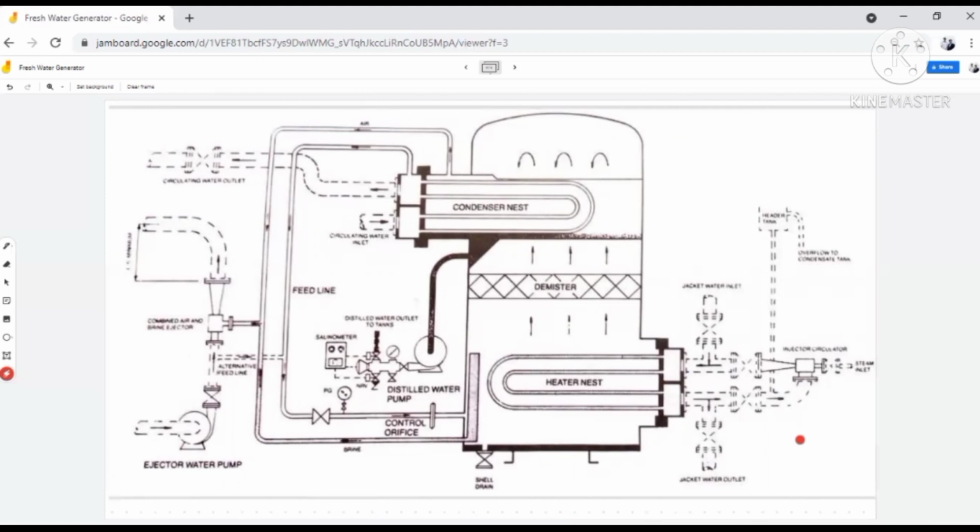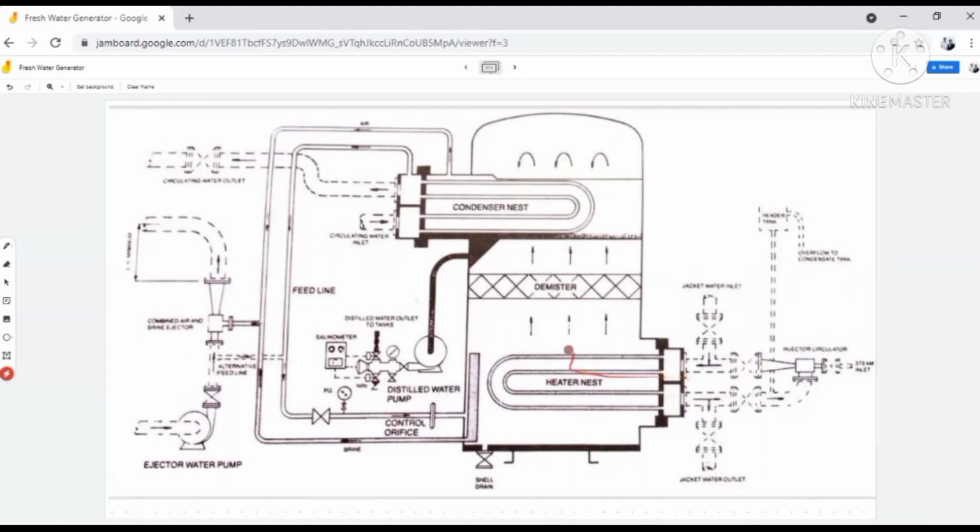Now we need some heat source. So in this system, the engine jacket cooling water is utilized. A part of the engine jacket cooling water is passed through these heating tubes. You can see this is the inlet, and this is the outlet. So this water is passed through the heating tube, and there is seawater present here.